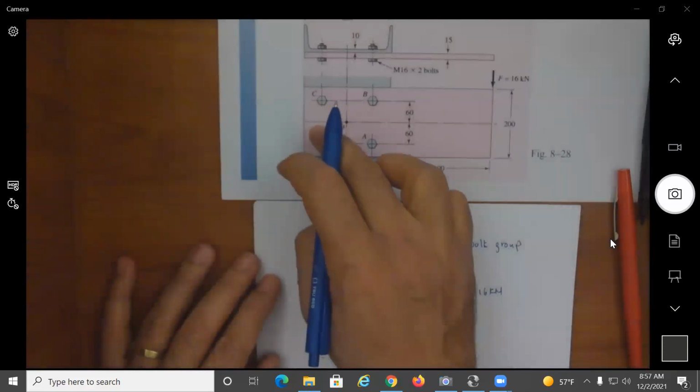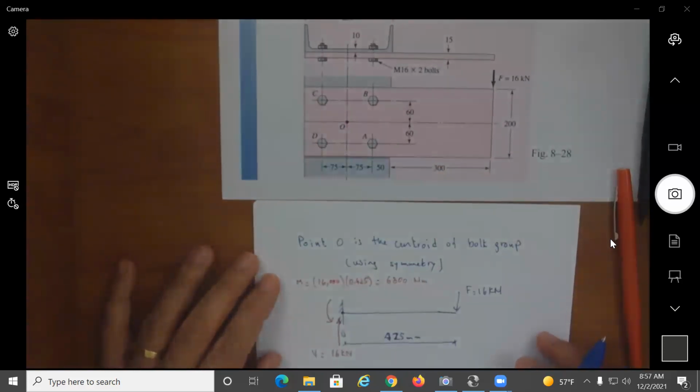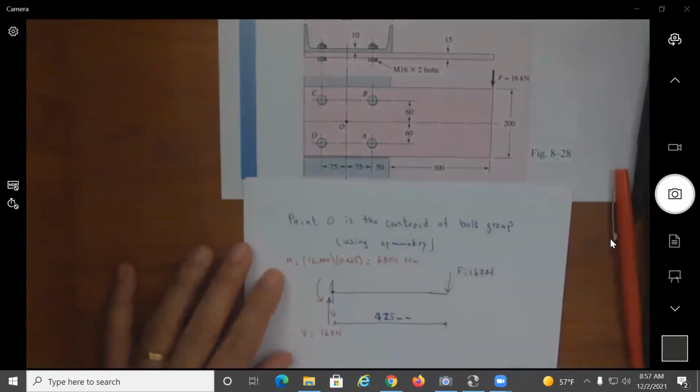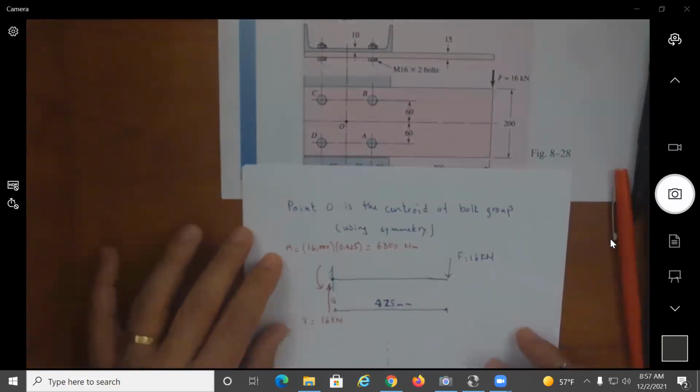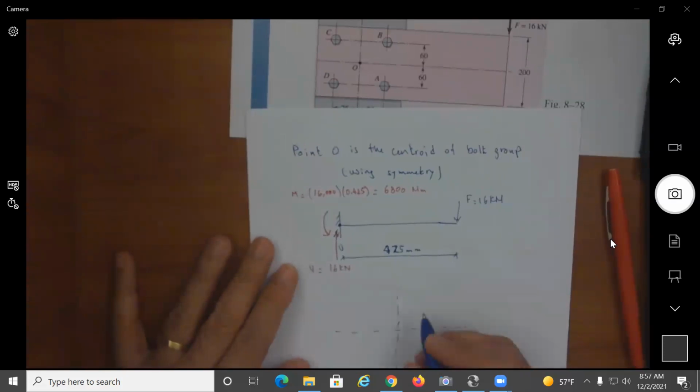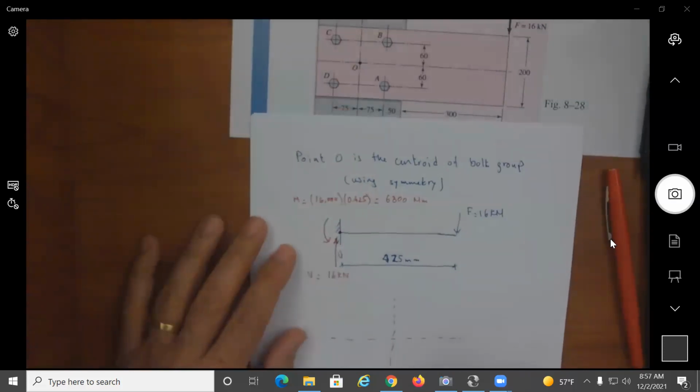So if I'm looking at the array here, I'm looking at A, the distance here is 60 and 75. So I will go here 75 and 60. This would be A. I would do the same here, 60 and 75.